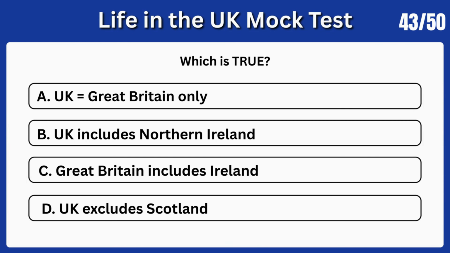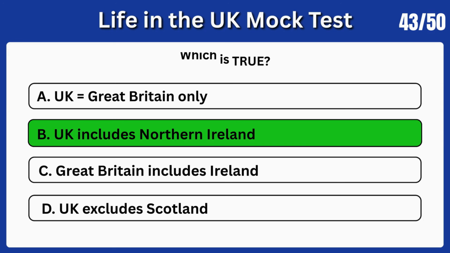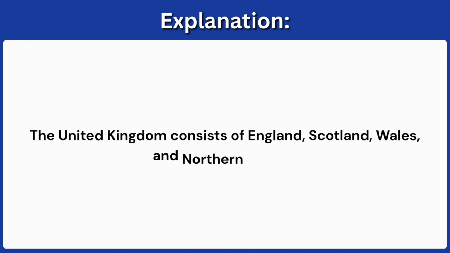The correct answer is B. Explanation. The United Kingdom consists of England, Scotland, Wales, and Northern Ireland.